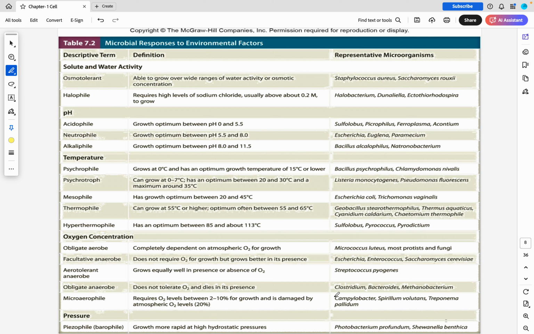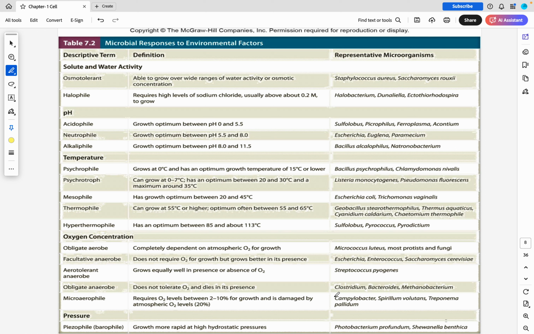For temperature, we have the following examples. You can see that the mesophilic group usually contains the normal microflora, transient or resident ones, in relation to the human body. Then for thermophilics, we have the following: Geobacillus stearothermophilus and Thermus aquaticus. Then for psychrophilics, we have Bacillus psychrophilus and Chlamydomonas nivalis. So these psychrophiles might be considered as potential threats in terms of food safety, as they can survive or have optimum growth rates at cold or freezing temperature.